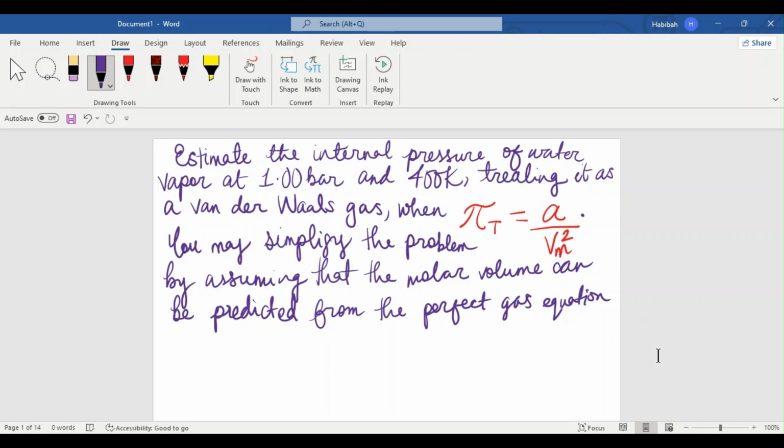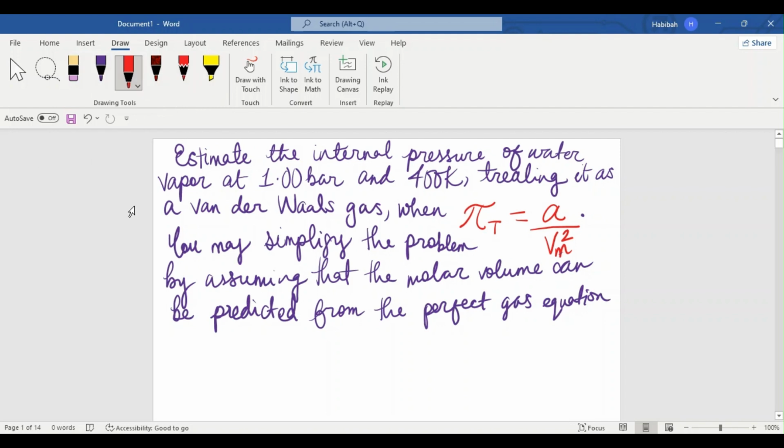So today we're going to be working on the question on the screen that says: estimate the internal pressure of water vapor at 1.00 bar and 400 kelvins, treating it as a van der Waals gas, where the internal pressure is equal to A divided by Vm squared, by assuming that the molar volume can be predicted from the perfect gas equation.